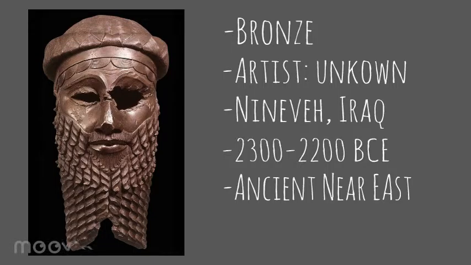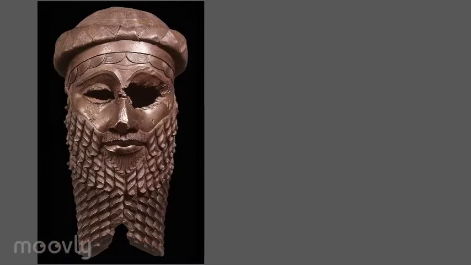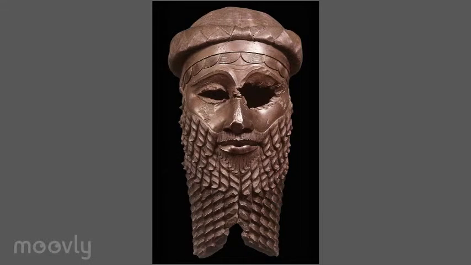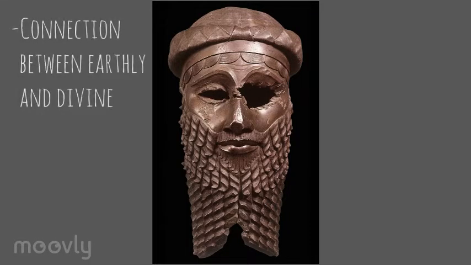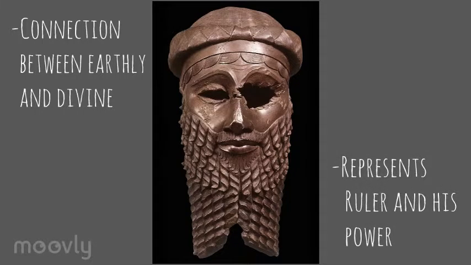In previous times, sculptures and artworks represented divine and godly forms. This sculpture was one of the first to represent an earthly being. It shows the connection that people created between earthly rulers and the gods. This sculpture was not just a representation of what this ruler would have looked like. It was also a representation of his power as a ruler.